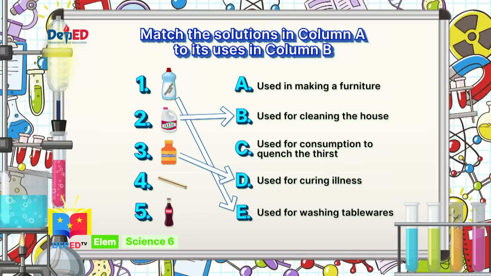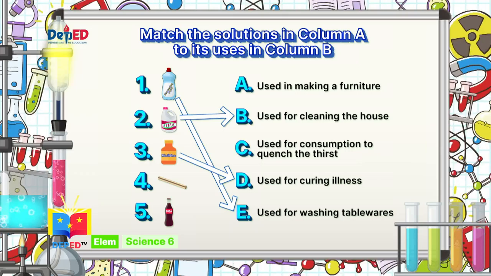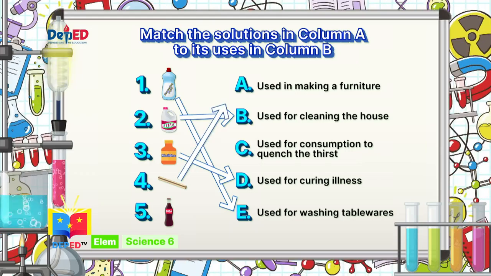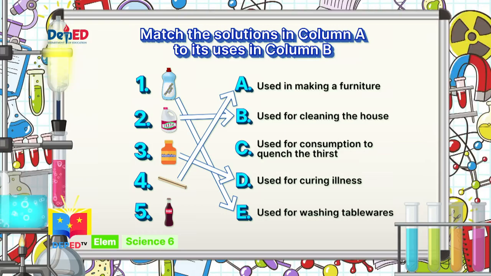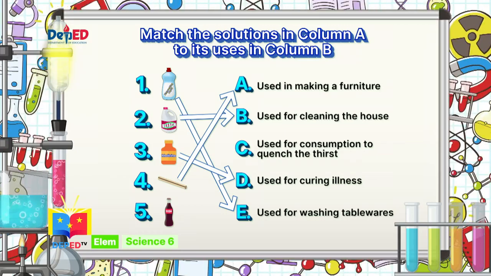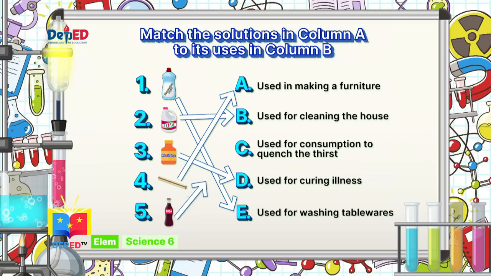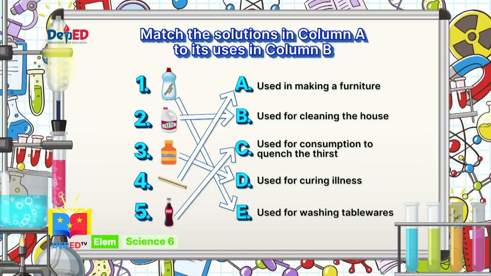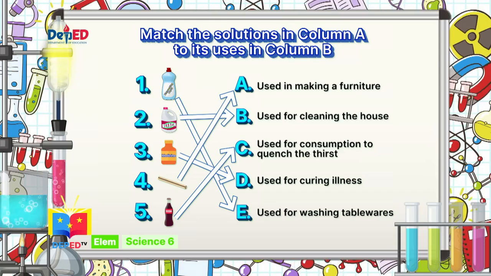Number 4. What is the use of brass? The correct answer is A. Used in making furniture. And number 5. What is the use of soft drinks? The correct answer is C. It is used for consumption to quench thirst.